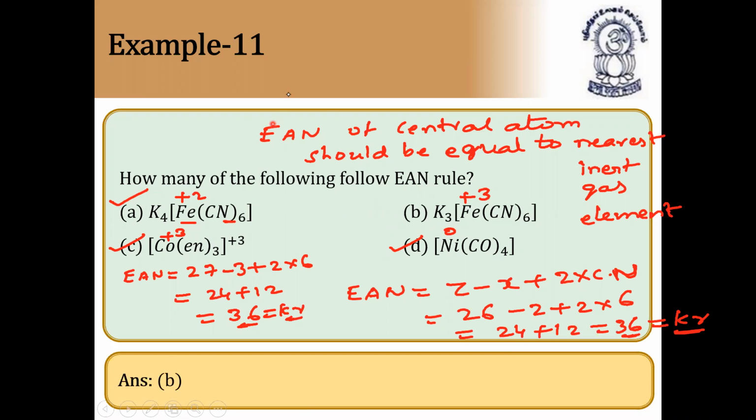Actually, the question might have been changed, because we have got A, C, D as correct options. In all the three cases, the effective atomic number, including nickel in this case, is equal to 36, which is the inert gas. So the question should be how many of the following will not follow the EAN rule. Maybe the question is given wrong, because A, C, D follow the EAN rule, since after calculating we got 36, 36, 36. So not follow means option B. Change the question. Next question.